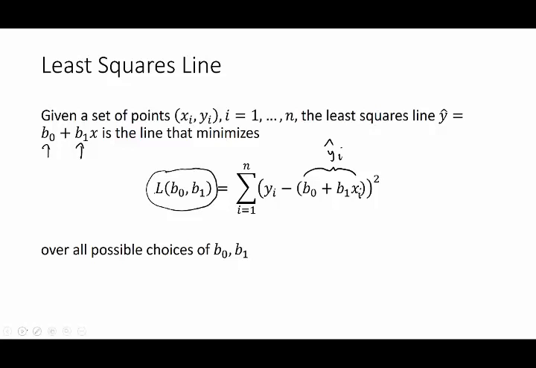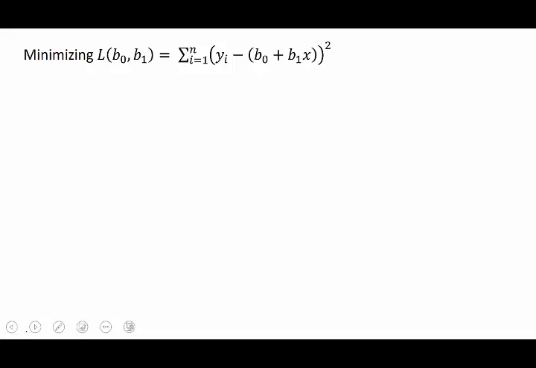So it's actually not too hard of a problem to solve. It basically boils down to Calc 3. We're going to take the partial derivatives of this function L with respect to b naught and b1, set them equal to 0, and see if we can solve the resulting equations. So starting with dL/db naught, right?